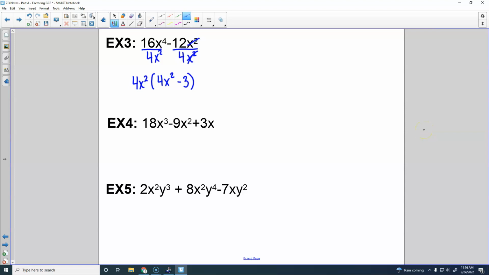Okay, here. All right, Katie, what about number 4? What is our greatest common factor for number 4? What? 3? Can I take any x's out, Katie? Just 1. So your lowest exponent here for the x would just be that 1. So we're dividing everything by 3x.